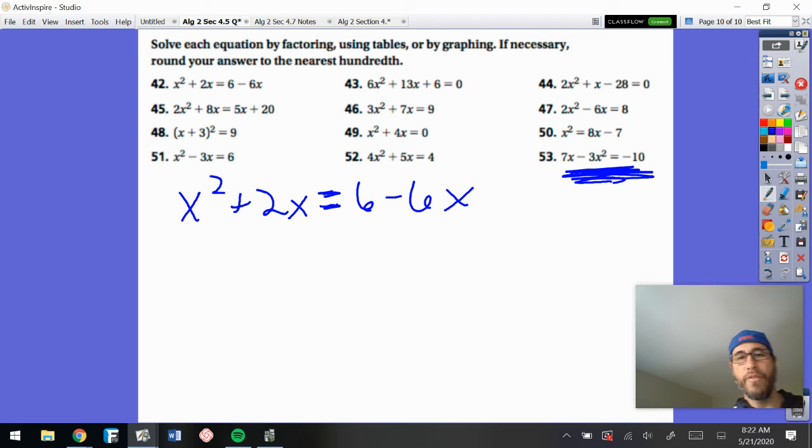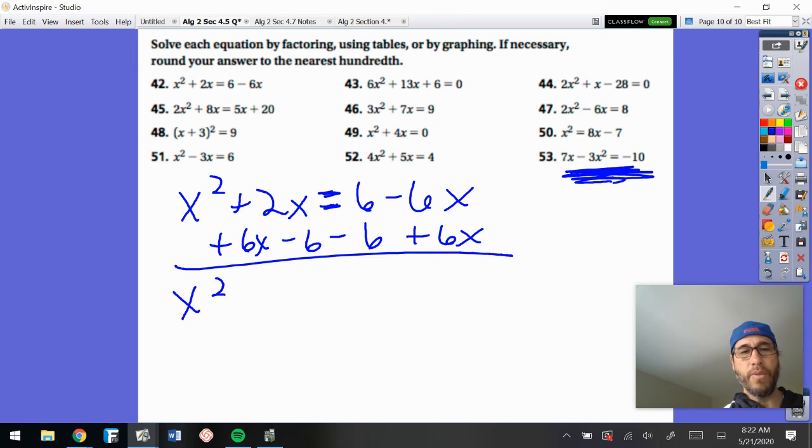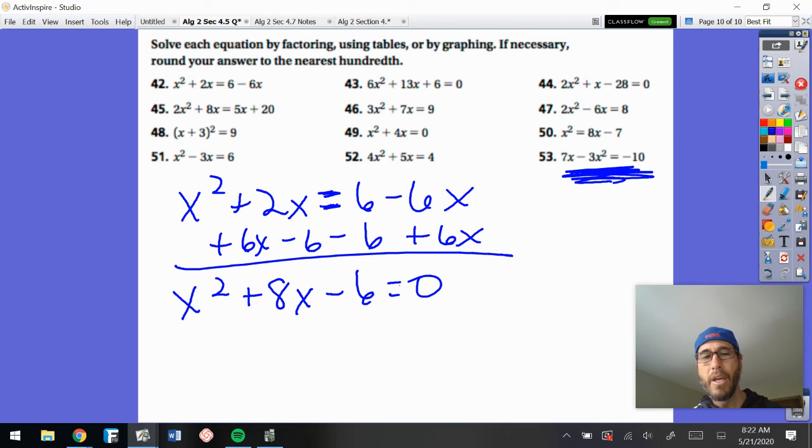So let's move this stuff. I'm going to move this 6x, this 6 over here, and I'm going to move this 6x over here. And I can do it at the same time. Okay, x squared, nothing to combine with that. 2x and a 6x becomes an 8x. And then there's nothing that you can combine the minus 6 with, so we go there. Booyah. Now what's interesting about this problem is it's super duper fast.